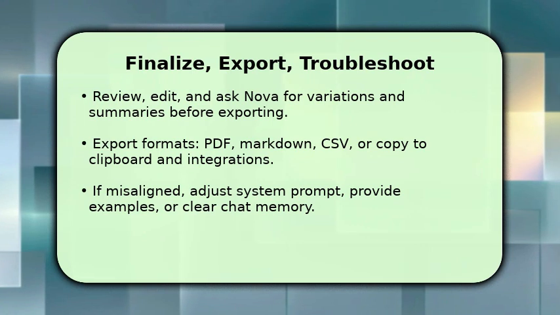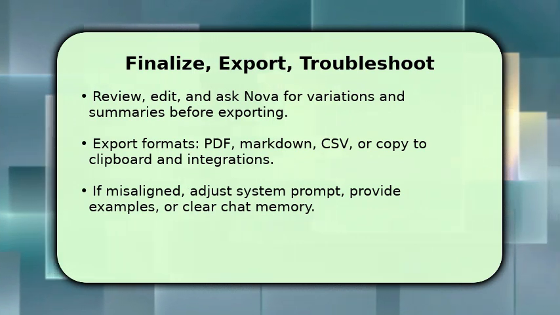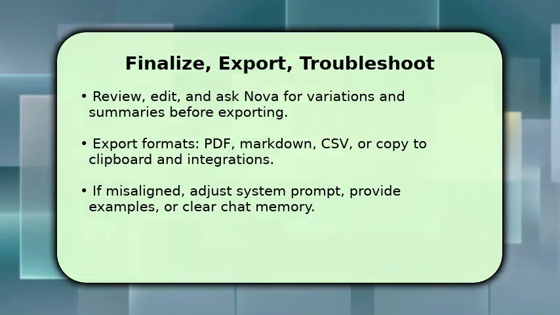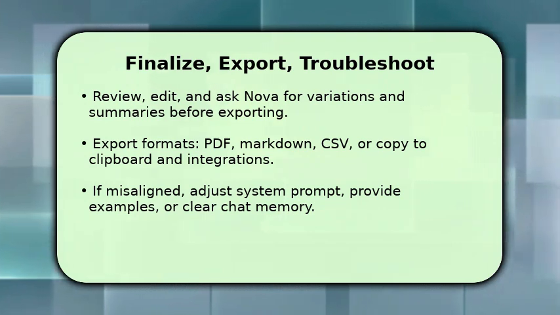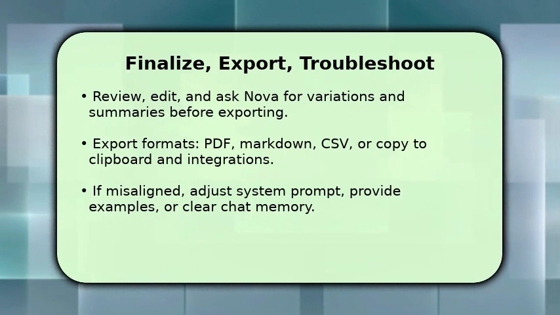If Nova drifts or gives wrong facts, reset the conversation, refine the system prompt with stricter constraints, and supply counterexamples. That correction loop fixes most problems quickly.